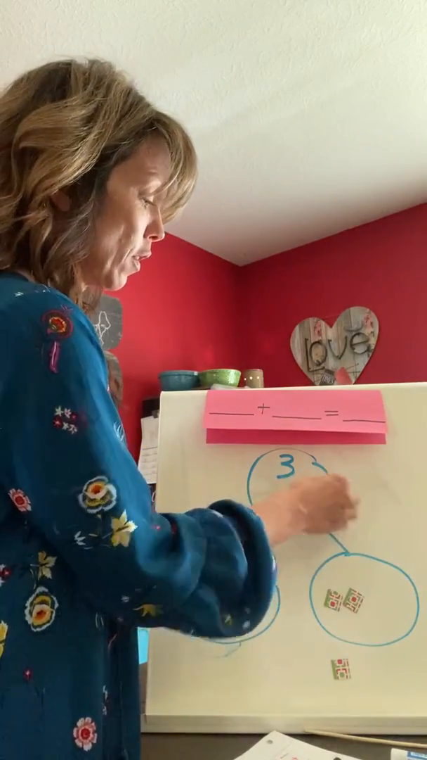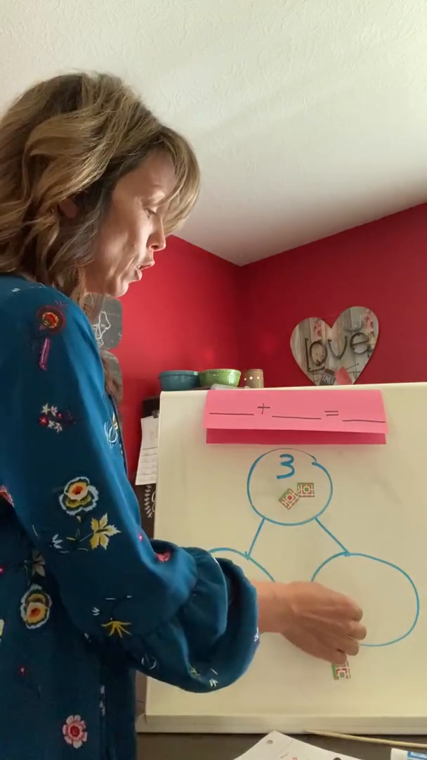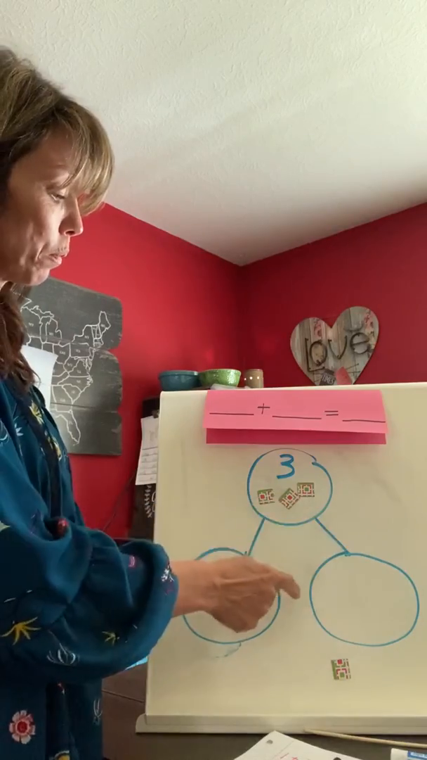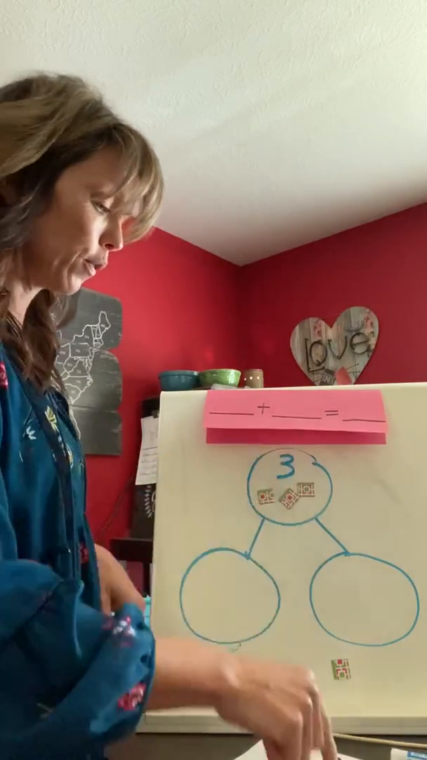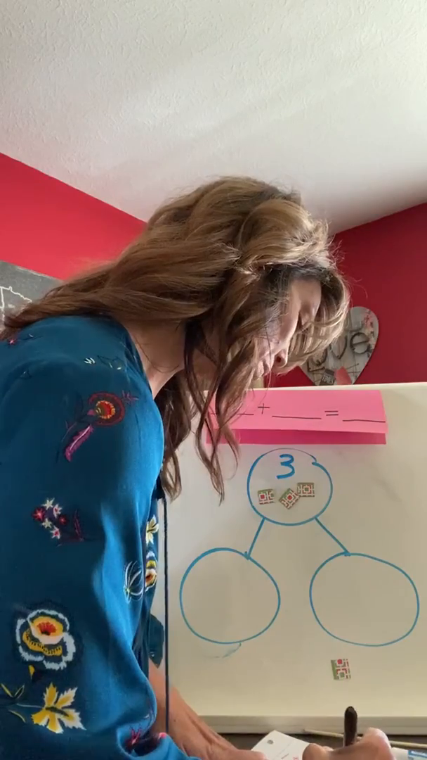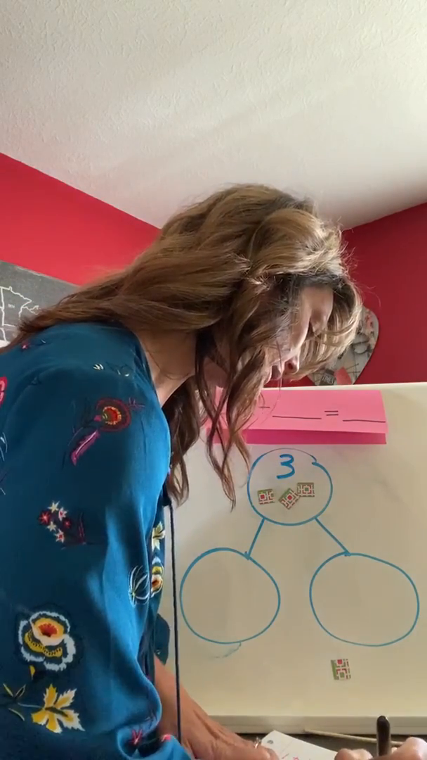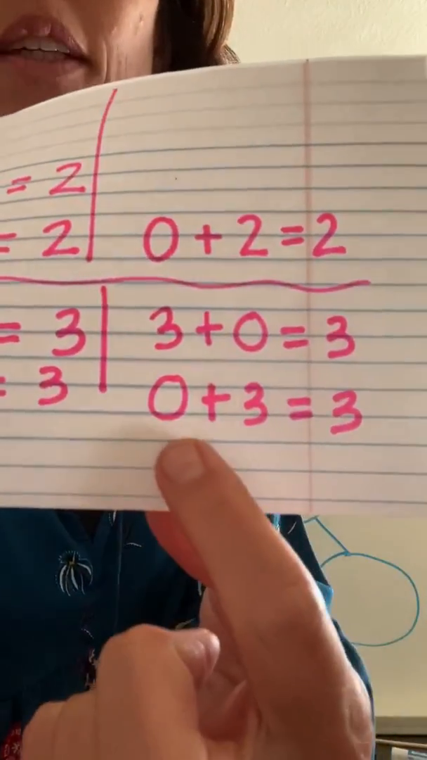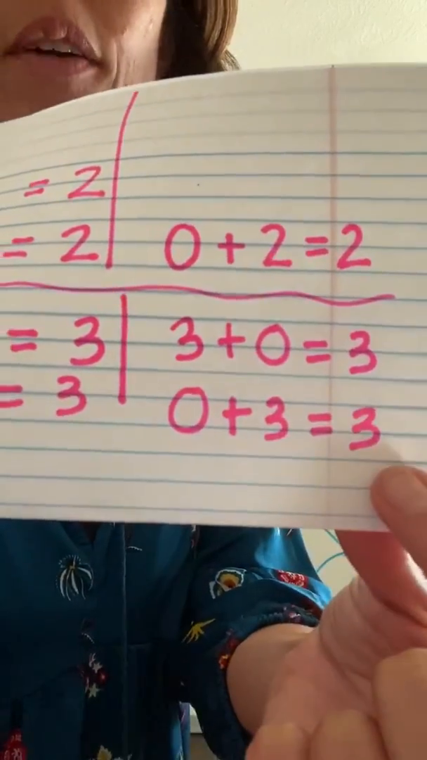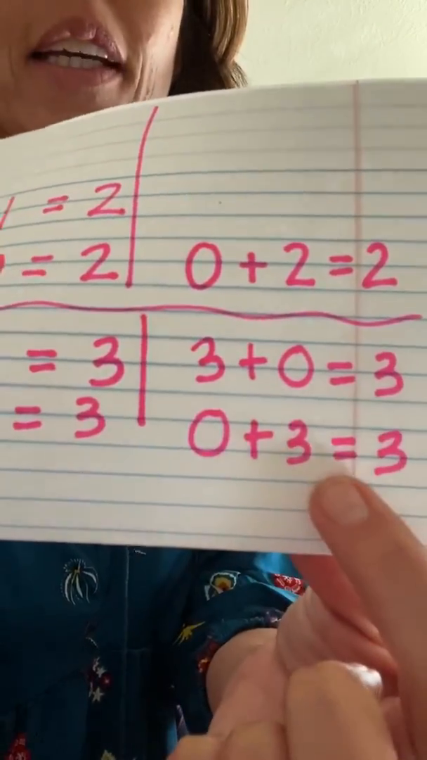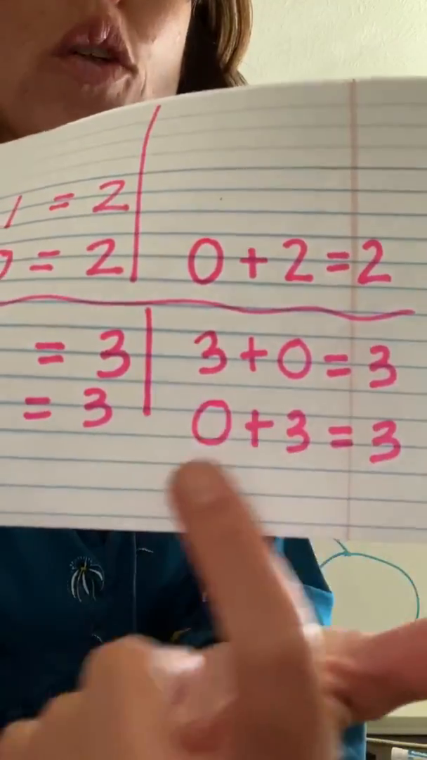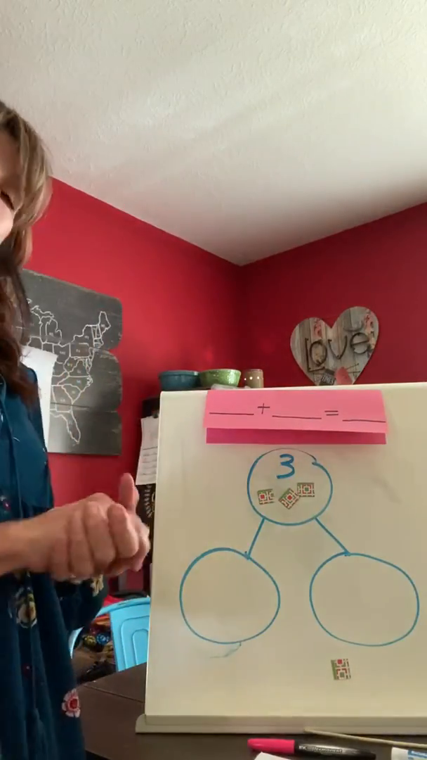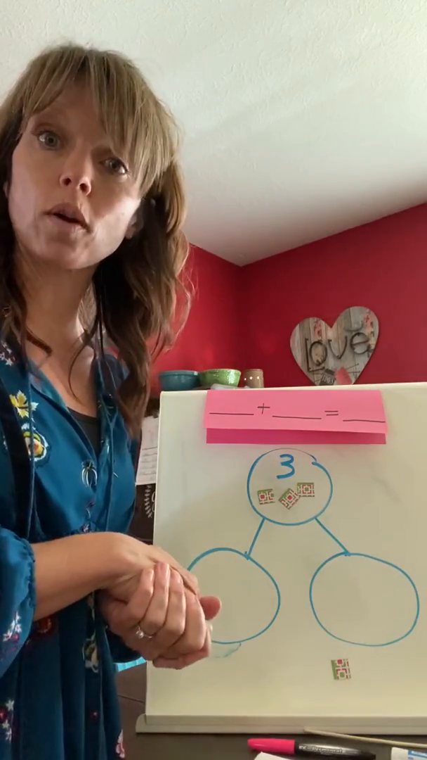So if you move it along the path, and then there's 0 here to move up. So 0 plus 3 is 3. So if you take a look here, we have 0 plus 3 is 3, or 0 plus 3 equals 3. So it's 2 different ways that we can write that. Okay. Well, let's try one more number, shall we?